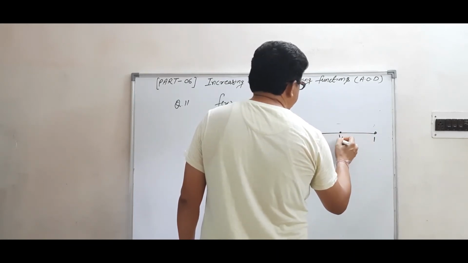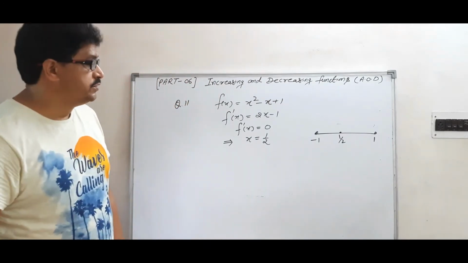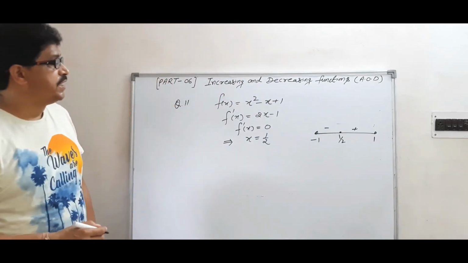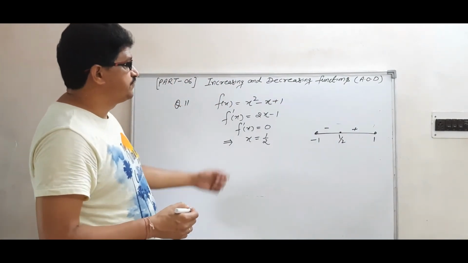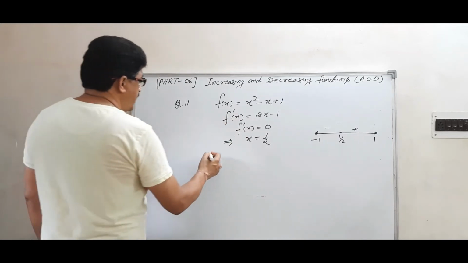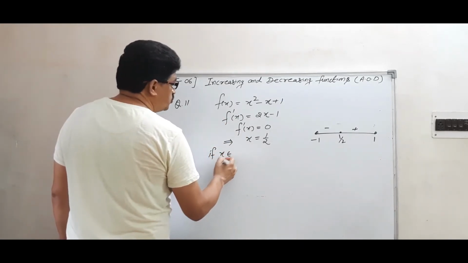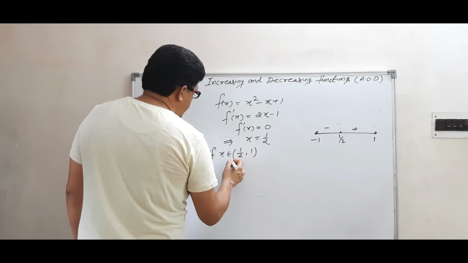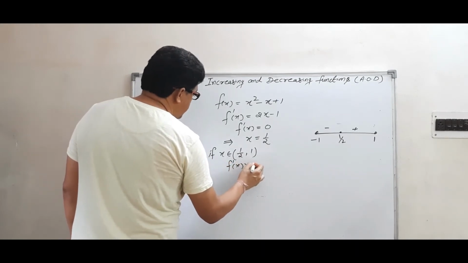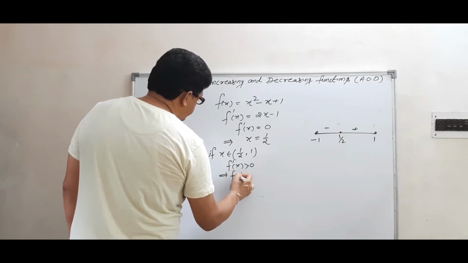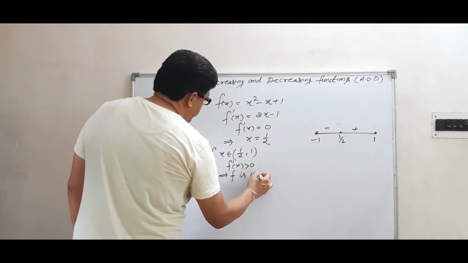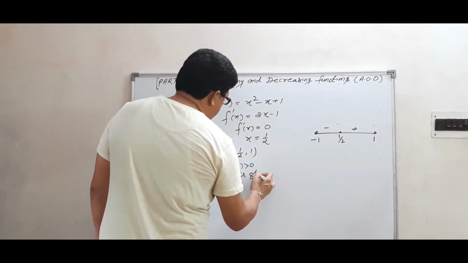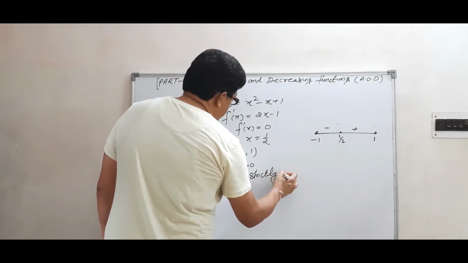Point is half. So here we have plus minus. If the value of x is greater than half, f dash x, if x belongs to half to 1, f dash x is greater than 0, f is increasing, or strictly increasing. F is strictly increasing.